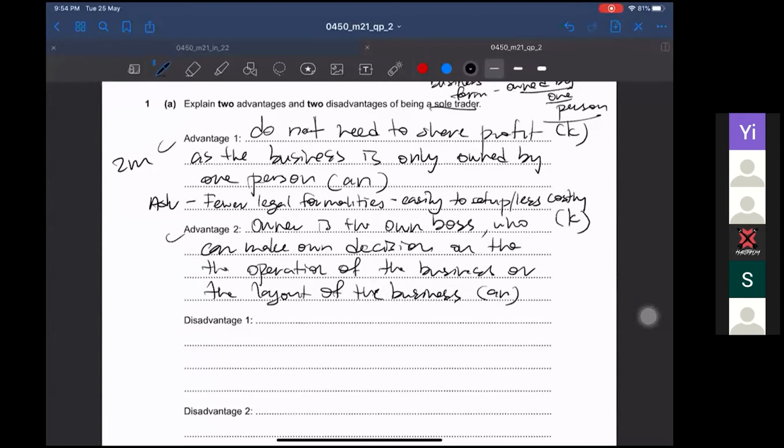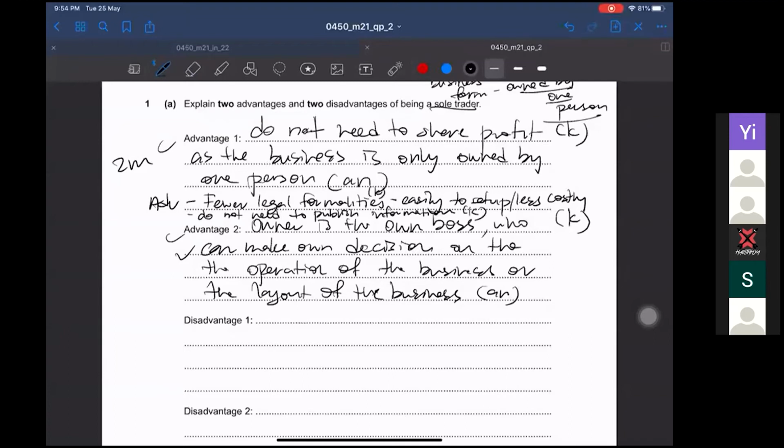Fast decision making is also possible. You can combine it with making your own decision, and then fast decision. Other than that, you can keep secrecy, as you do not have to publish your information to the public. So this is another advantage. So this is your knowledge, and legal formality is also knowledge.